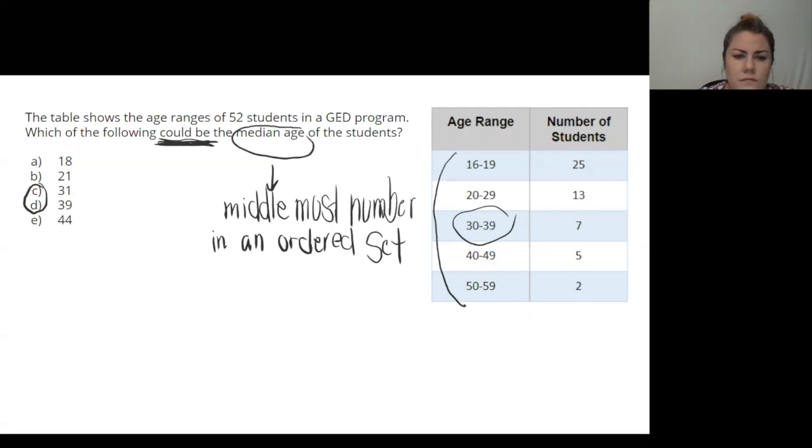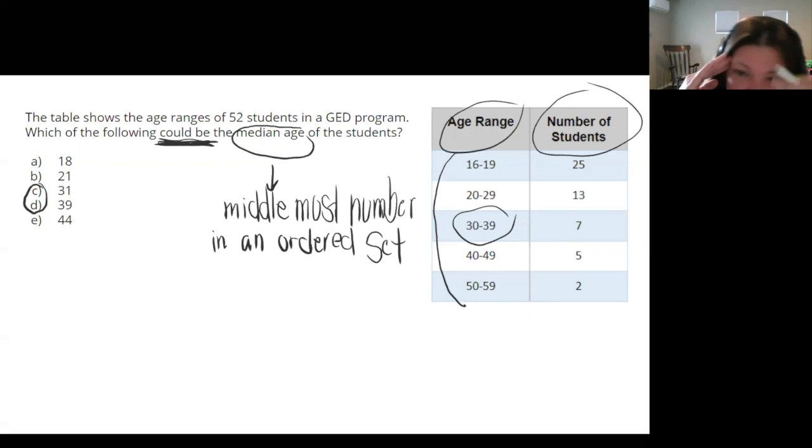So guys, I want you to imagine not that I have a table, but that I have all my students standing in a row. Can you picture that? Each one of their ages is a piece of data. All of my students standing in a row. I've got age ranges, but I've got not just one student in each range. I've got different numbers of students in each range. I need the middlemost student, not the middlemost age range. If I'm looking for the median age of the students, I need the middlemost student.